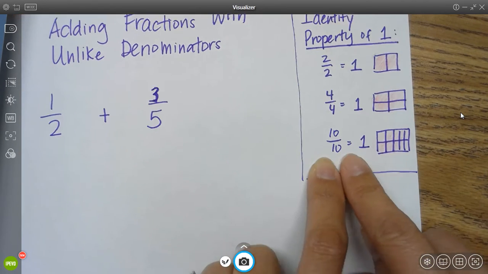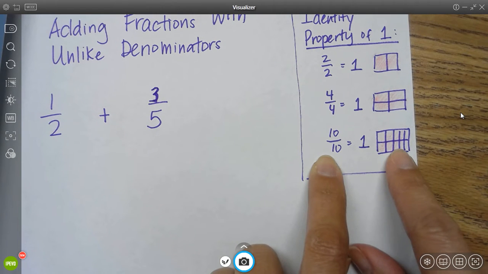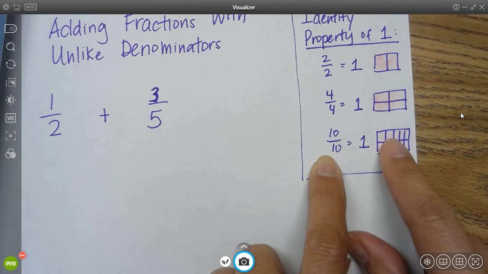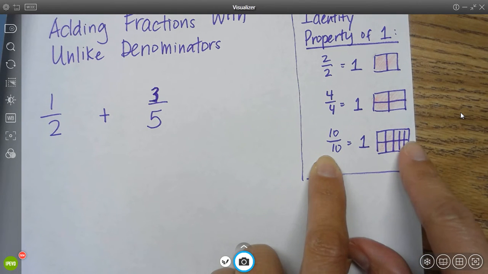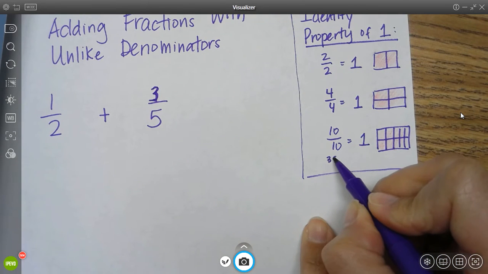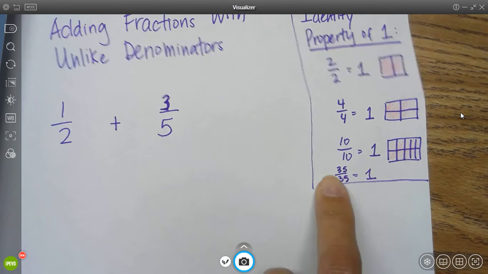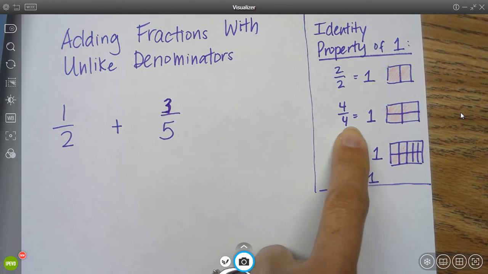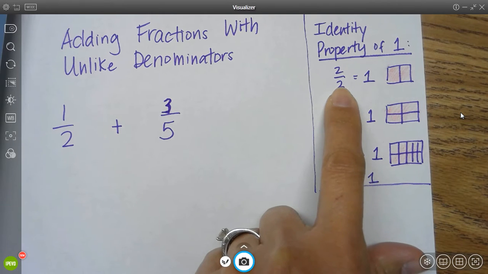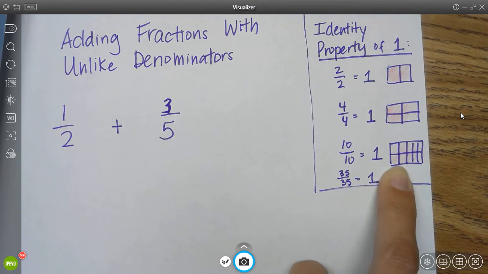Again, 10 out of 10, right? I have 10 parts. I've shaded in all 10 parts. I've shaded in 1 whole. So in essence, I can have any fraction, any number. I can have 35 out of 35. That's still going to equal 1. So whenever you see a fraction that has the same numerator and the same denominator, it is always equal to 1 because you're basically shading in 1 whole.